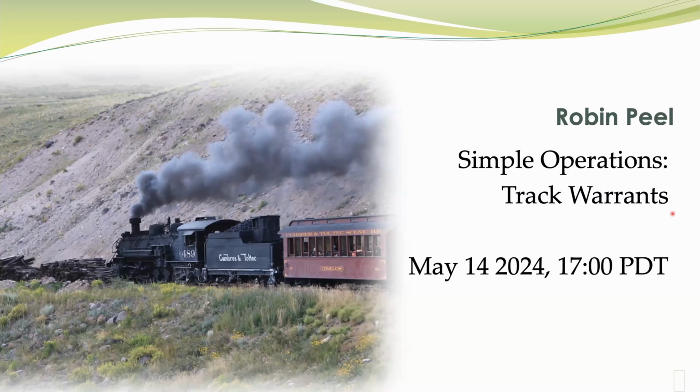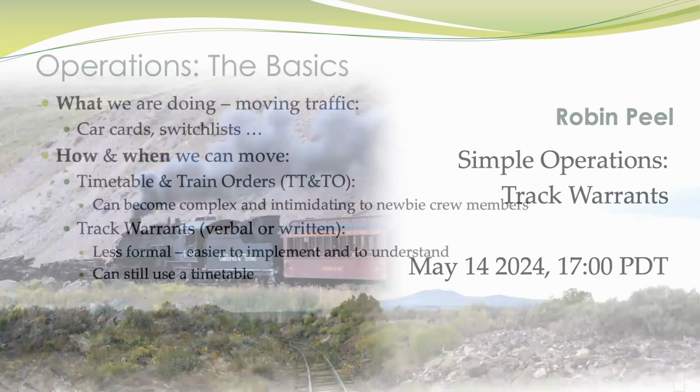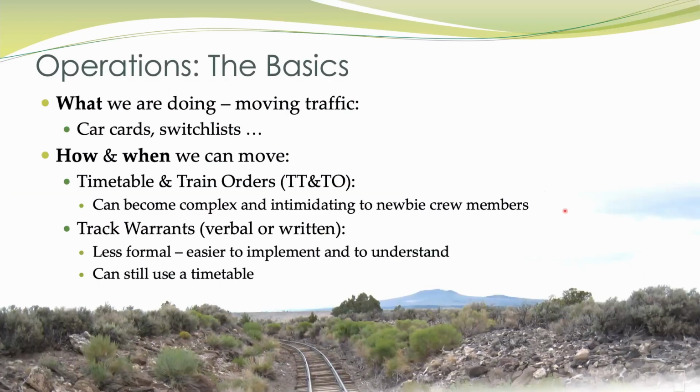But to actually look at what Dave talked about a couple of weeks ago, he talked about how operations can be thought of in a couple of ways. What are we doing? We're moving traffic. In our models, we can do that in many ways, and a couple of examples are the infamous car cards or switch lists, generated typically from a computer program or otherwise. And the other part of the equation is, okay, we know what we're trying to accomplish in a railroad, but how and when are we allowed to actually move our trains around and do something?